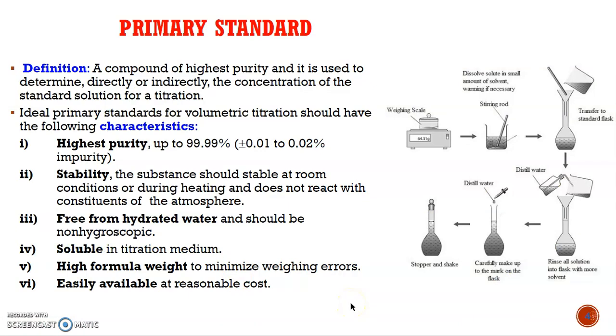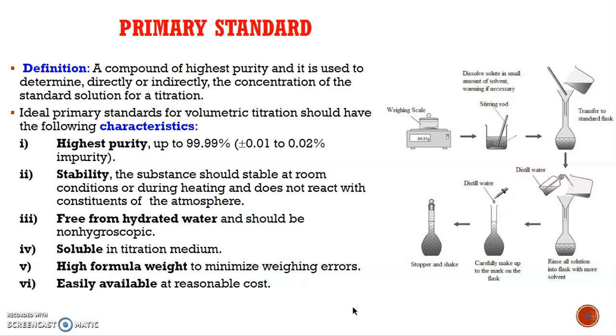A primary standard is a compound of highest purity, and it is used to determine directly or indirectly the concentration of the standard solution for a titration. An ideal primary standard for volumetric titration should have the following characteristics. These characteristics are very important. The first characteristic is highest purity, up to 99.99%. If you refer to your final exam questions, normally they ask what is the characteristic of primary standard solution. If you put the answer as the highest purity only, it is wrong. You must include the complete phrase, which is up to 99.99%.